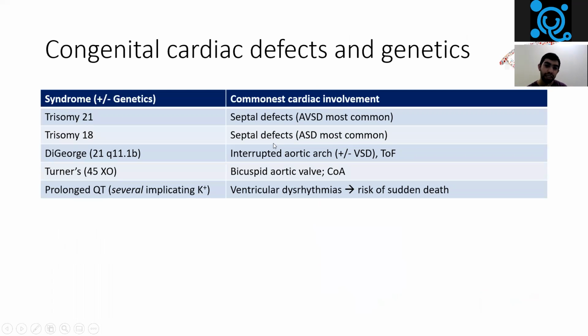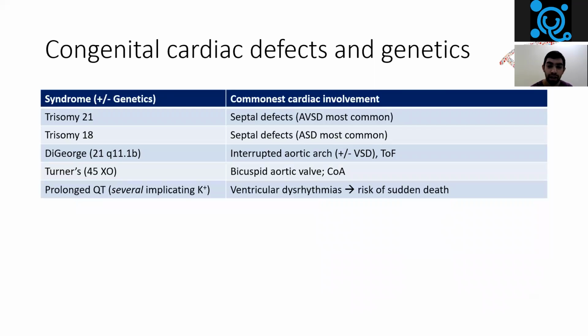So here is a reference table for you. When considering certain syndromes and genetic defects and cardiac involvement, these are the main ones I think you should focus on when revising for exams. For trisomy 21, it'll be septal defects, and an AVSD is the most common. Whereas with trisomy 18, once again it's septal defects, but an atrial septal defect is most common.